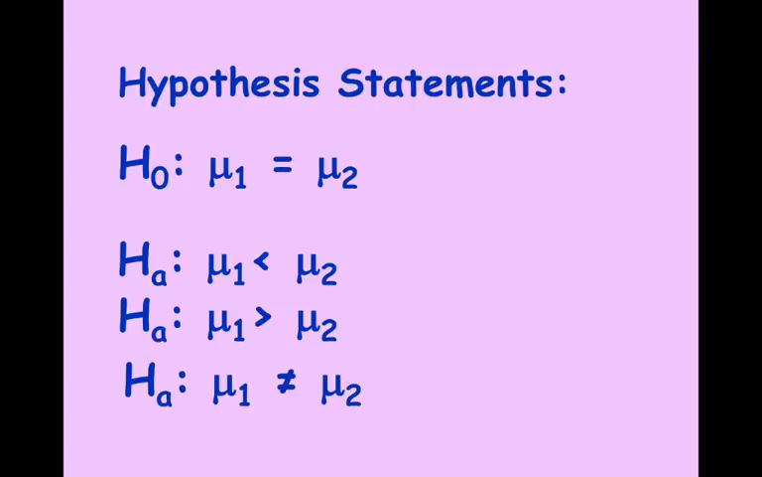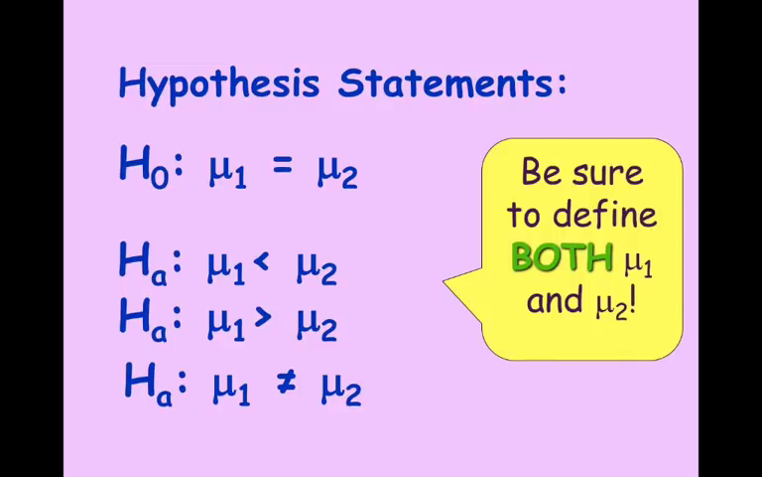Now, in dealing with our hypotheses, you've now used two different variables here, mu1 and mu2. Remember that you have to define both mu1 and mu2 in context so we know what you're referring to when you write your hypothesis statements.